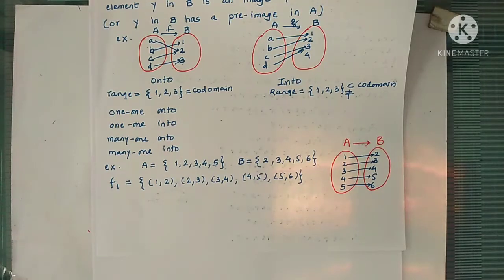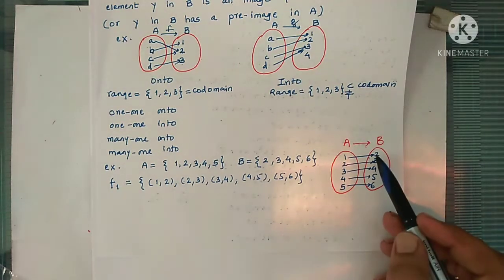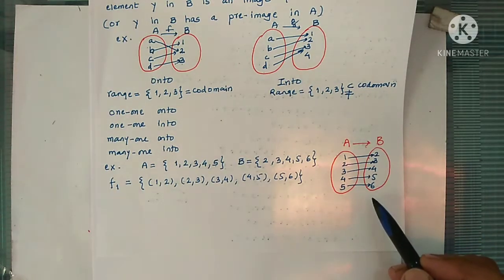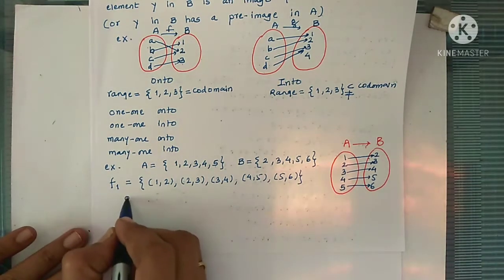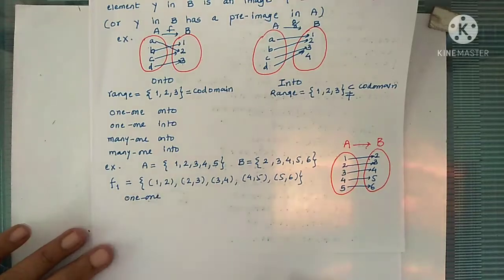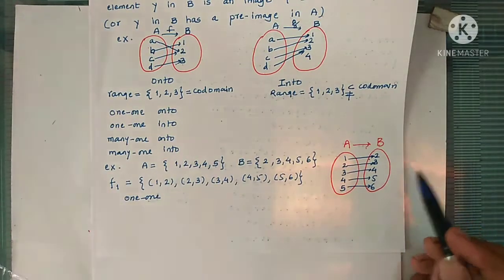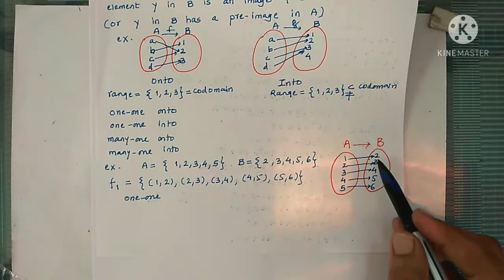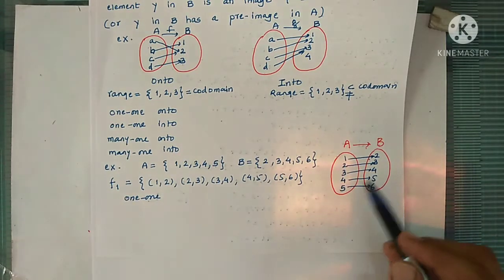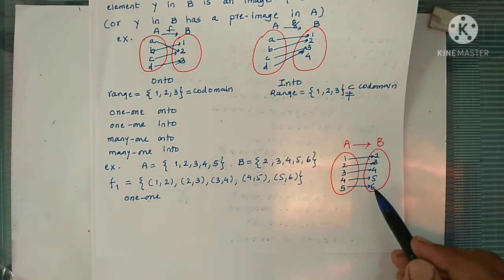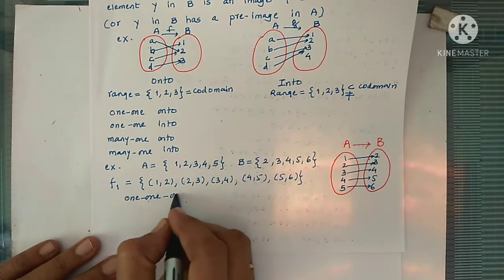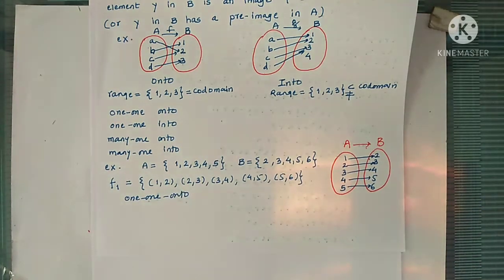Now using this arrow diagram, it's really very simple to identify the type of the function. You can see here that all the images are different. No two elements in A have the same image. That means the function is one-one. And you can see here that every element has an arrow. So that means it is the image of some element in set A. So every element has a pre-image in set A. So it is an onto function. So it is a one-one onto function.